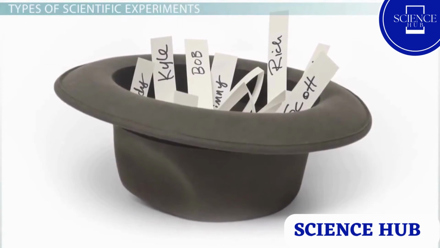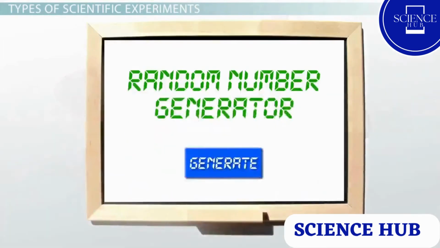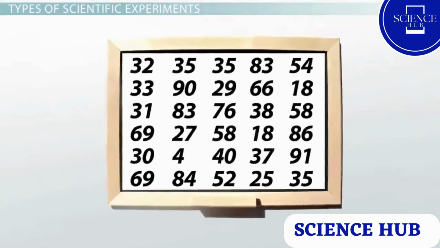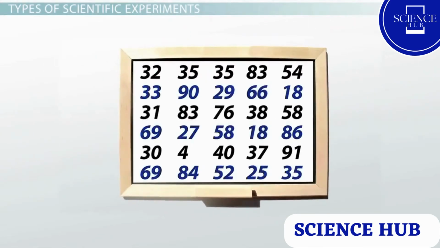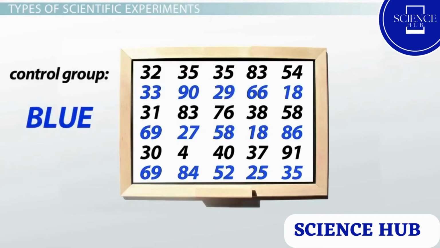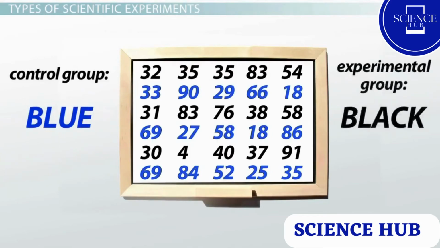There are many different methods to complete randomization. For instance, you can use a random number generator, which you can find for free on the web. When you get your results, you can then take every other number in the column to be in the control group. The remaining go into the experimental group.